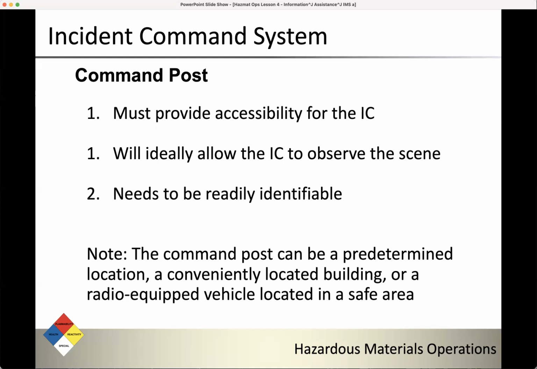The command post can be a predetermined location, a conveniently located building, or a radio-equipped vehicle located in a safe area. Remember, that safe area is going to be the cold zone, because when we start out, we have the hot zone. How's that determined? Through the ERG. And the cold zone: upwind, crosswind.